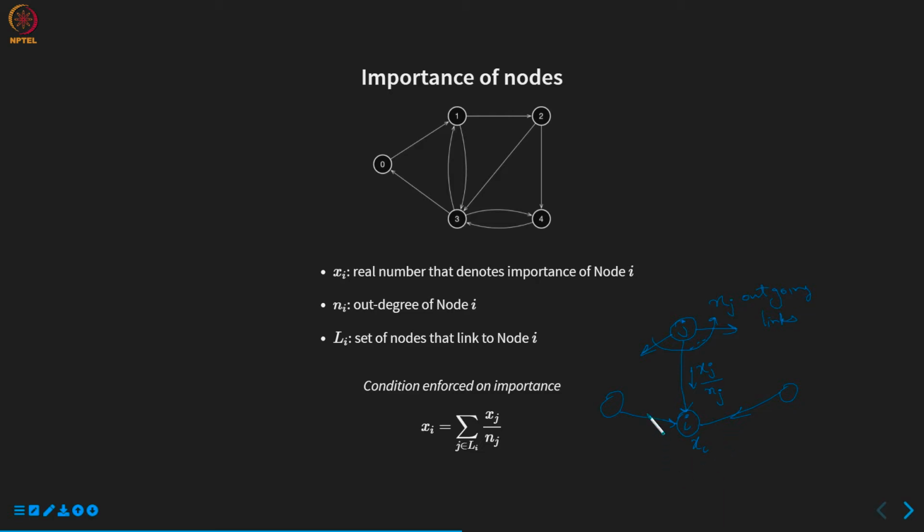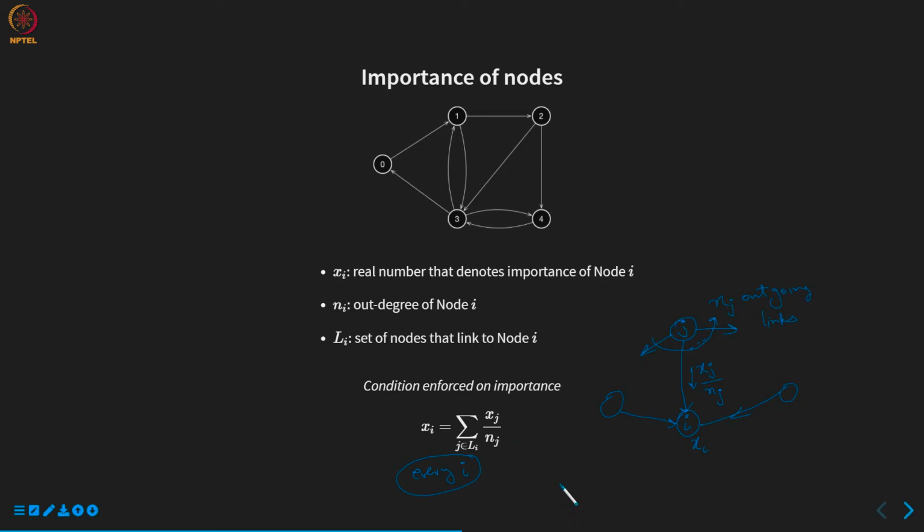Remember, i will also be connected to all the other nodes, so i will sometimes come on the right hand side also. So it's not just an equation for one i, this is for every i. So you get a bunch of equations.